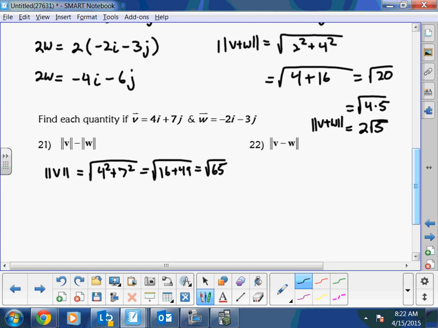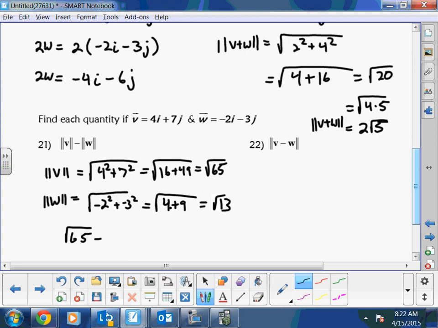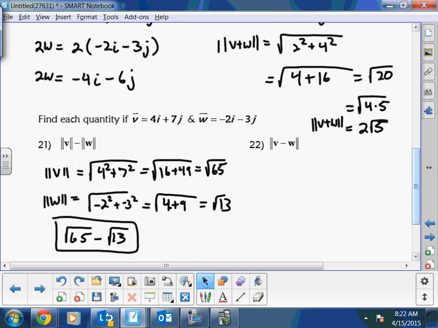Okay, so now let's do the magnitude of W. The magnitude of W is going to be negative 2 squared plus negative 3 squared, which means 4 plus 9, so you get the square root of 13. So you'll have the square root of 65 minus the square root of 13. That is your answer.